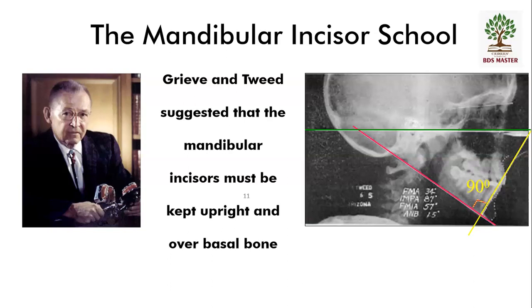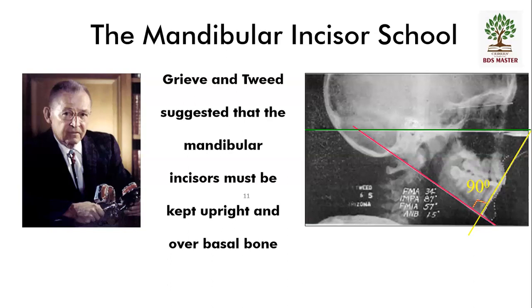Incisor mandibular plane angle. The average was 87 degrees. Yes. So the general guideline is that it is tried to be maintained at 87 to 90. 90 is still very acceptable.